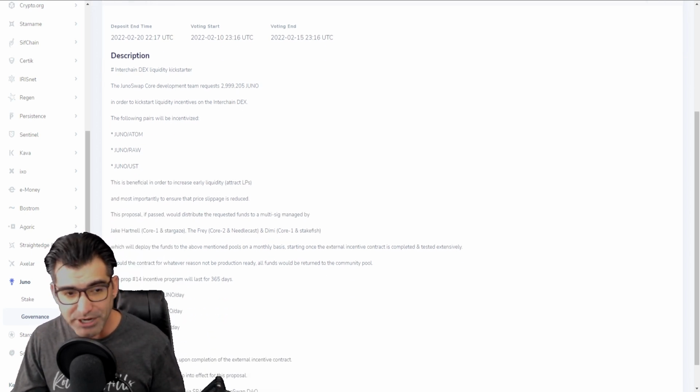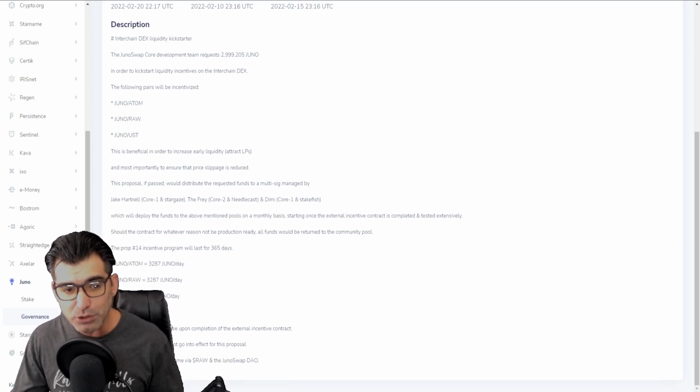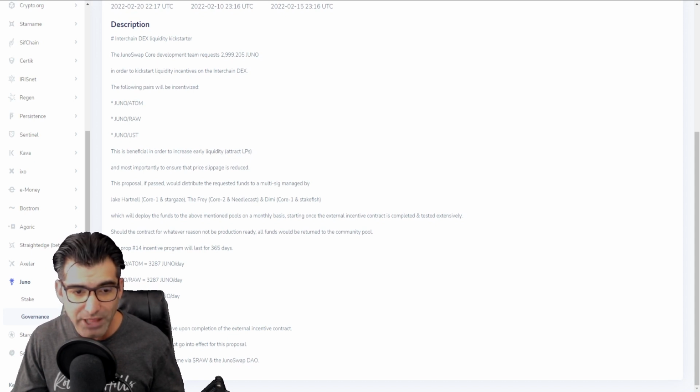Again, guys, you can see the breakdown right here. Juno-Atom, 3,287 Juno a day. Juno-Raw, 3,287 Juno a day. Juno-UST, 1,643 Juno a day. The important notes to remember, guys: these incentives will go live upon completion of the external incentive contract.